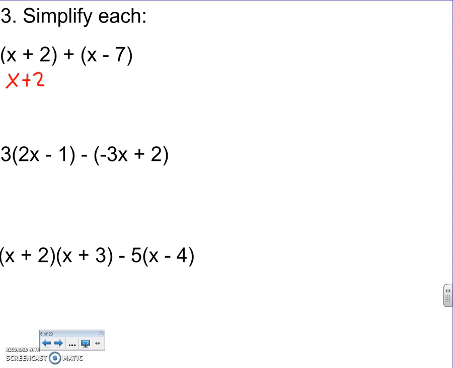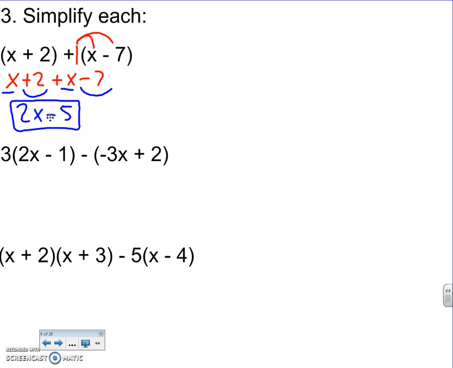The second parentheses has nothing in front of it. If you really want to put a positive 1, but it does not change the inside. It stays positive x, stays minus 7. Combine terms carefully. Here's x, again it stays x, but it's the numbers you add. 1 plus 1 is 2, so this is 2x. And here's non-x term, 2 minus 7 is negative 5. That's the answer there. The second one's very similar.